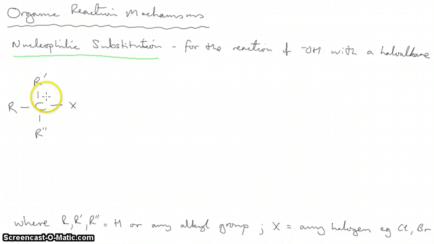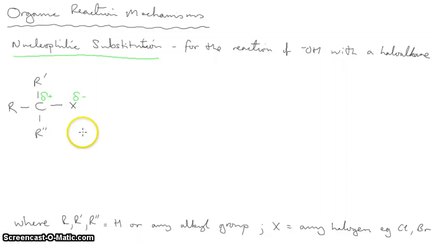Now, with the haloalkane, it's good to note for the mechanism that there is a permanent dipole. The carbon is much less electronegative than the halogen. So the electrons in this bond are skewed towards the halogen. It has a delta minus charge.